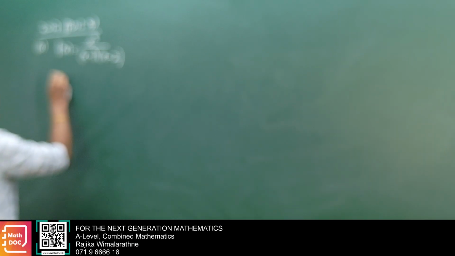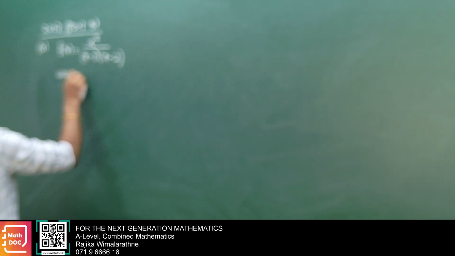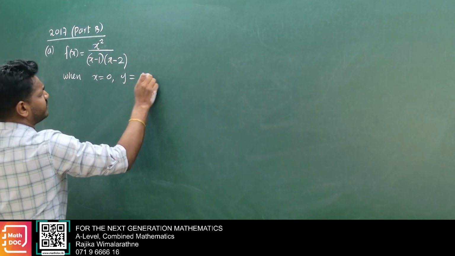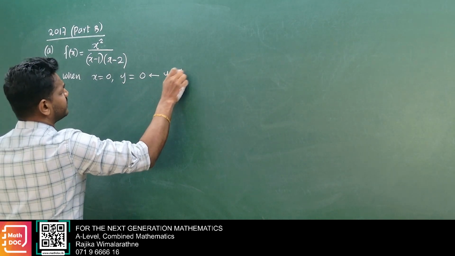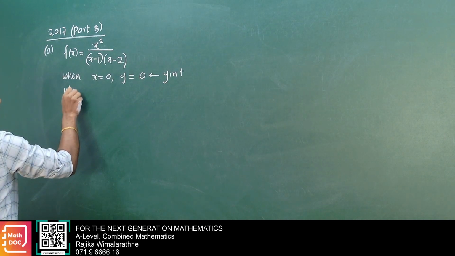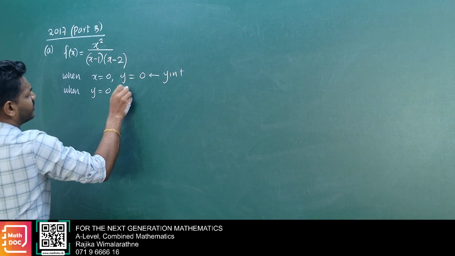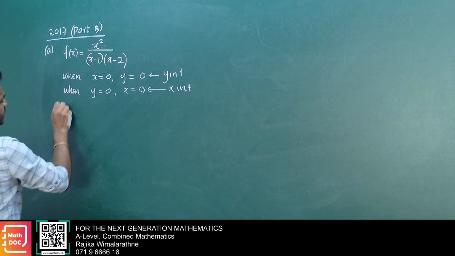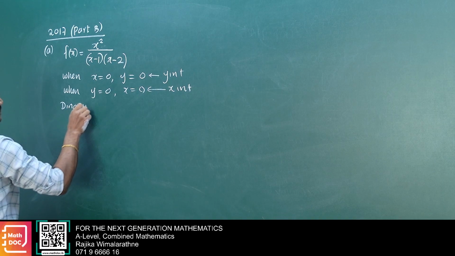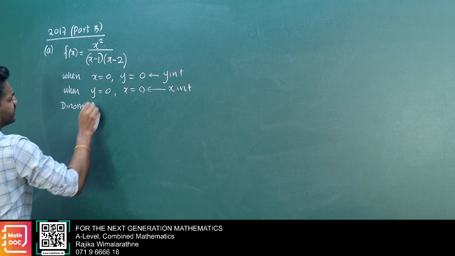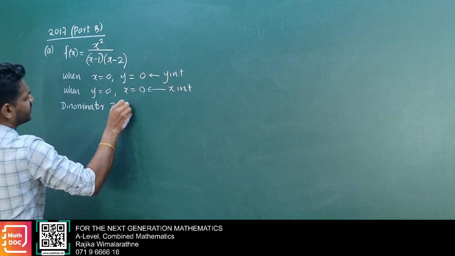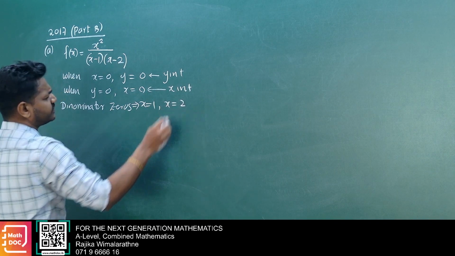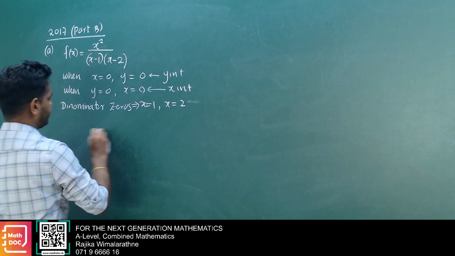Your function is given. When x is 0, find the y value, that is the y-intercept. When y is 0, find the corresponding x value, that is the x-intercept. Denominator zeros: x equal 1, x equal 2, vertical asymptotes.